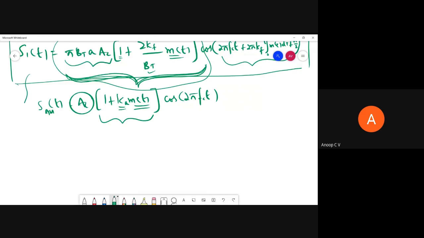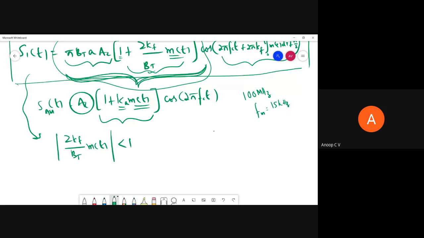This signal can be detected satisfactorily if it satisfies this condition, that is, 2 kf by bt times m(t), or 2 kf by bt times mod of m(t), should always be less than 1. So this is the condition for an envelope detector to work satisfactorily, and it comes from this. We have seen one case in the previous video, an FM modulator with carrier frequency 100 megahertz and fm equal to say 15 kilohertz. To satisfy this condition is not that difficult. It is quite straightforward.